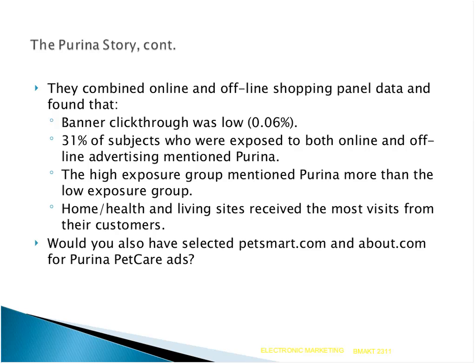31% of subjects who were exposed to both online and offline advertising mentioned Purina. It was nice that the people who got to know there is online or offline advertising of Purina actually endorsed that fact. The high exposure group mentioned Purina more than the low exposure group. Here we are talking about people who are constantly working online and using websites or surfing the internet. So there are people that have access to the internet as well and do things online. These are high exposure people, and they had more than those low exposure ones.